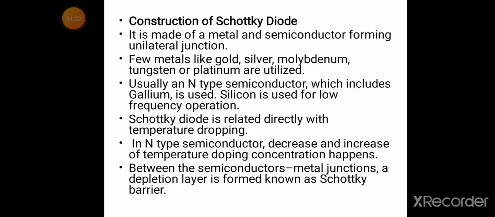Construction of Schottky diode. The Schottky diode is made up of metal and semiconductor forming a unilateral junction. A few metals like gold, silver, molybdenum, tungsten or platinum are utilized. Usually an N-type semiconductor which includes gallium is used; silicon is used for low frequency operation.